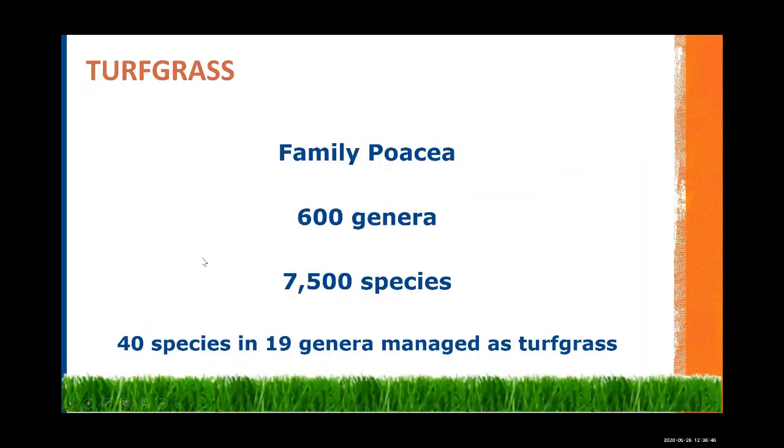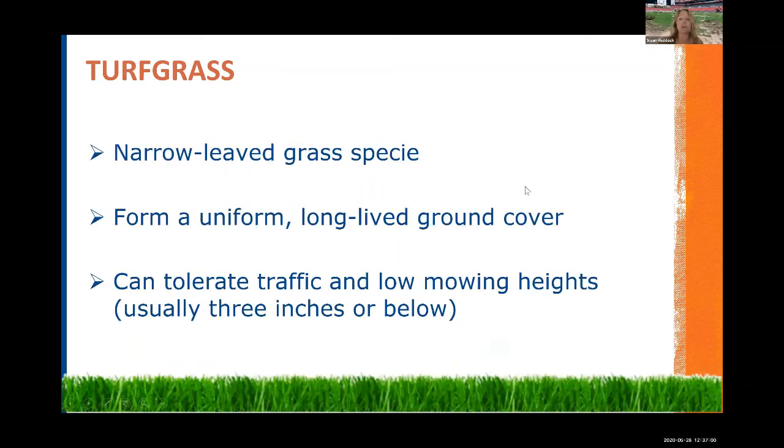Okay. So turfgrass, it's the family Poaceae. There's 7,500 species, but we only manage about 40 species as turfgrass. So that's a very small number of the entire species that we actually manage. So it works really well as a uniform long-lived ground cover, which is why we use it in so many different applications. And it can tolerate traffic depending on the species and low mowing heights of usually 3 inches or less.